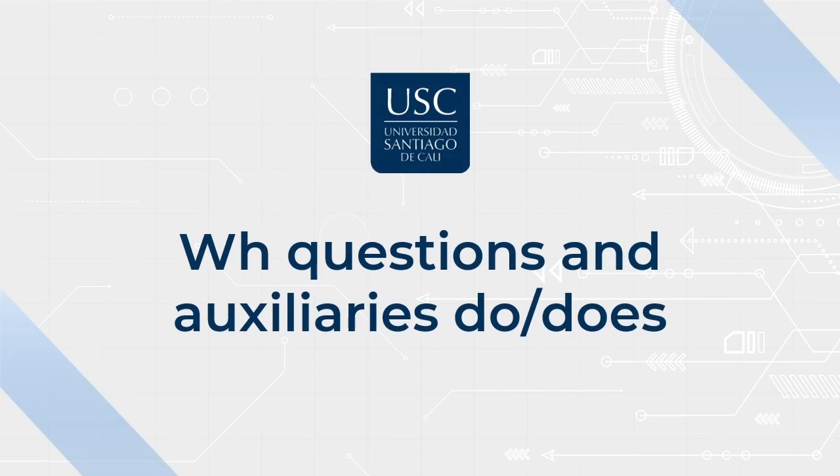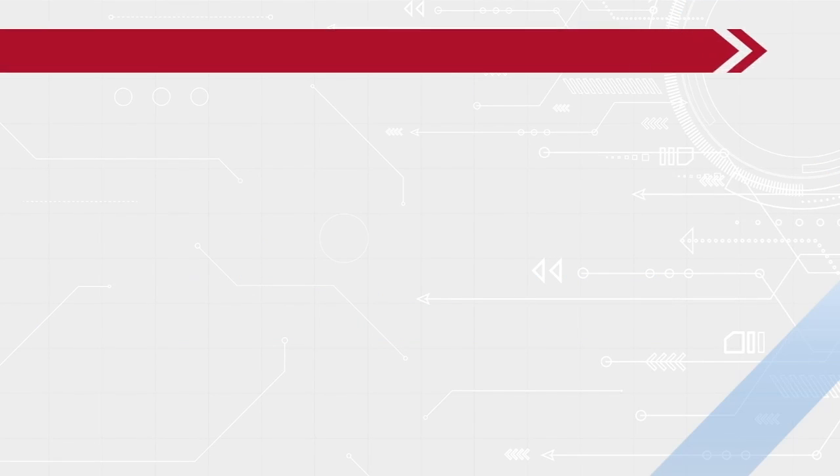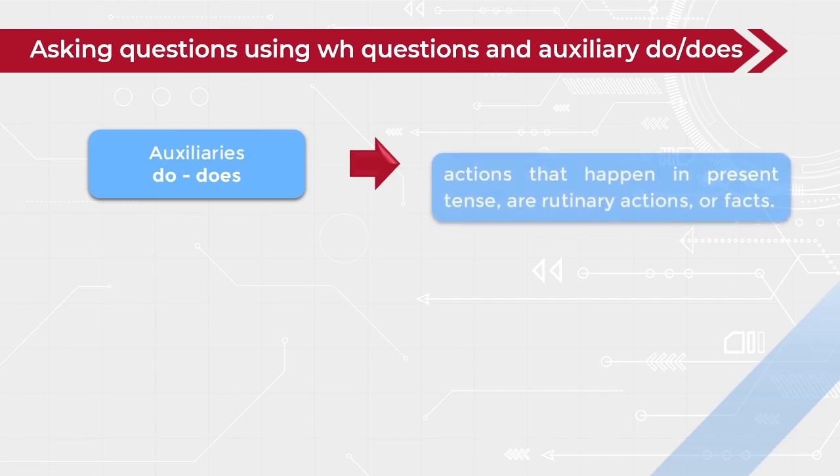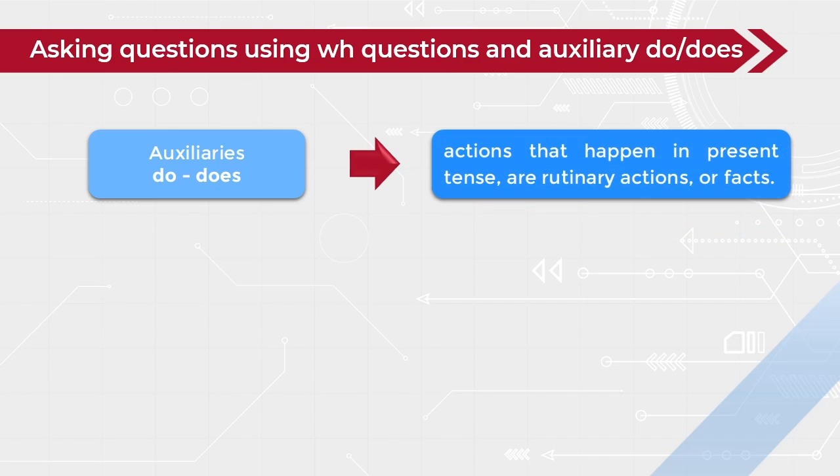Asking questions using WH questions and auxiliaries do, does. When we ask questions using the auxiliaries do and does, there are certain rules to remember. 1. The auxiliaries do, does belong to the present tense.